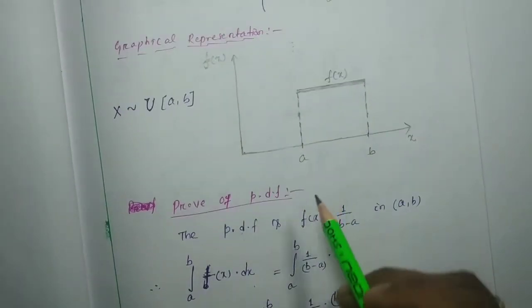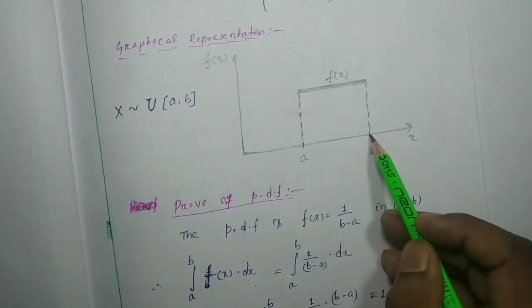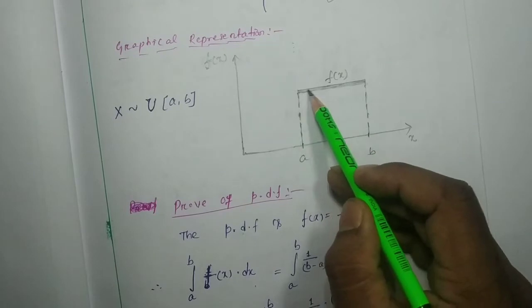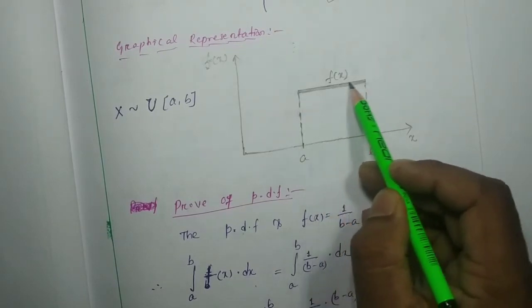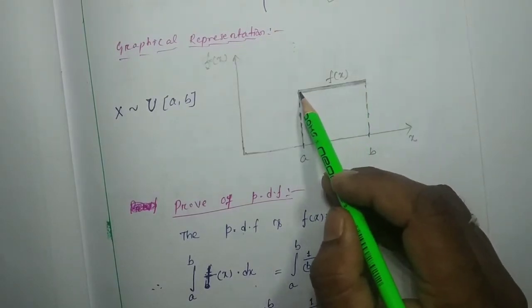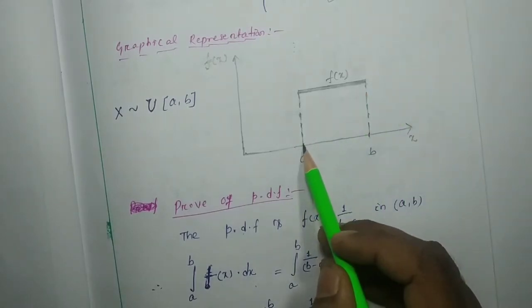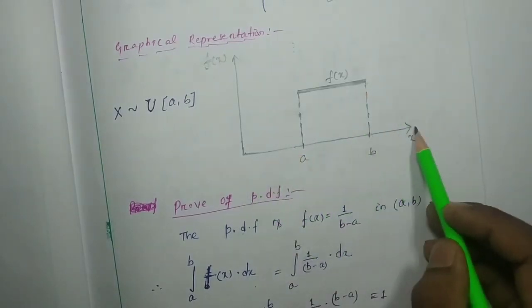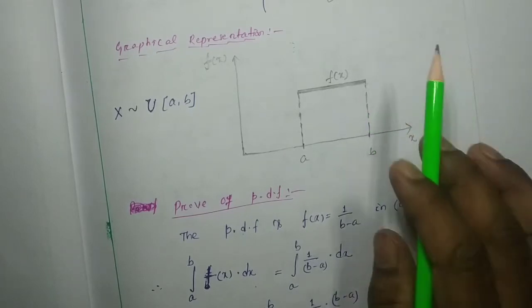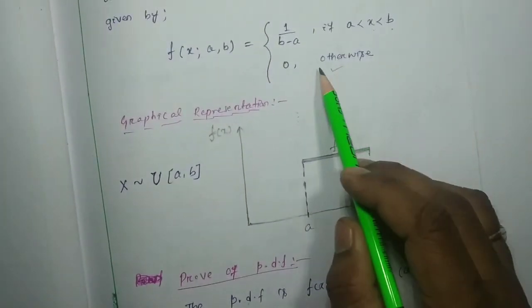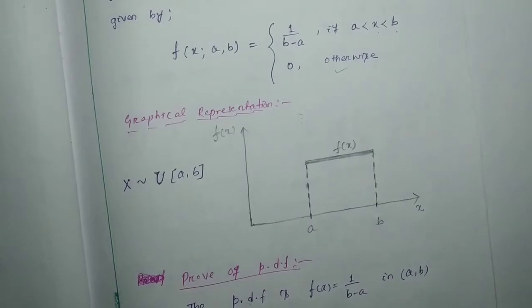So in between a to b, the p.d.f. has a constant value. Below a and above b, f(x) is 0. Here is the definition also, and you can find this representation in the definition.